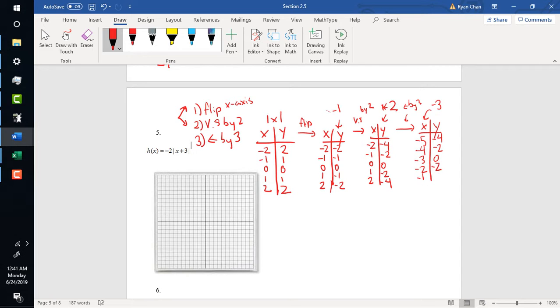Now, we're done, so we're going to use these points. So I have (-3, 0), (-4, -2), and it's going to look like this here. And once again, please show your work and how you're doing this.